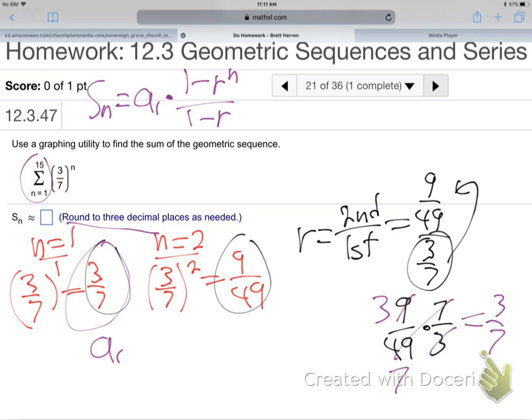Same thing. All right, so A1 is 3/7 because that's the first term. Times 1 minus R. R is also 3/7. To the n, n is 15. The number goes from 1 to 15, 15 terms. Over 1 minus 3/7. We good to there so far?